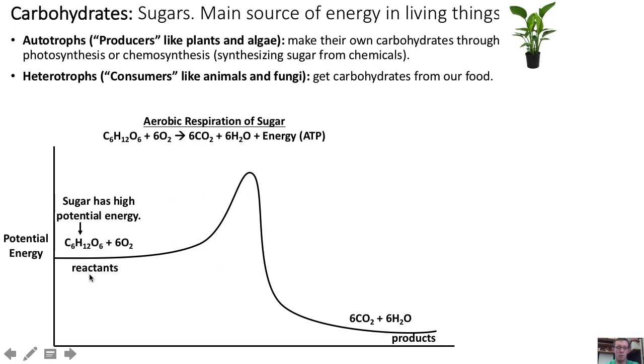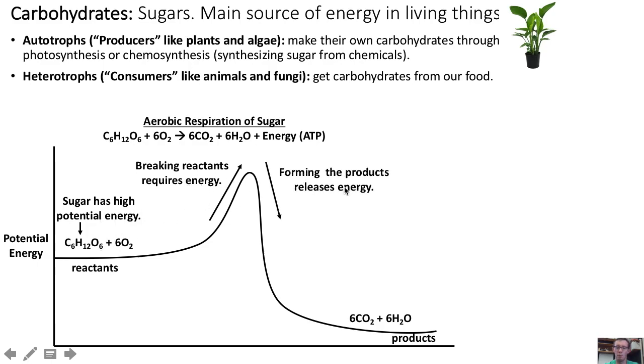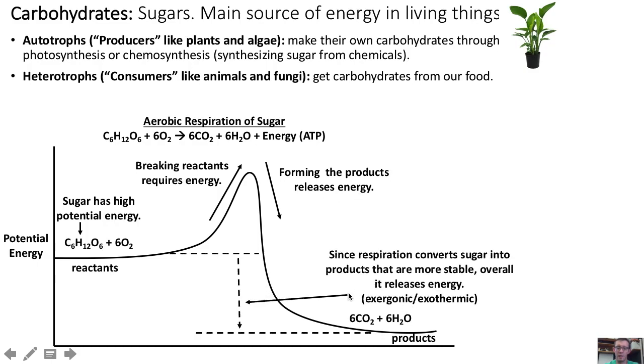We've got relatively unstable reactants. The sugar molecule has very high potential energy. It takes a little bit of energy to break the sugar apart, but then when we reform the sugar into products, we release energy. And since respiration is converting sugar into products that are more stable than the reactants, overall this reaction is exergonic.